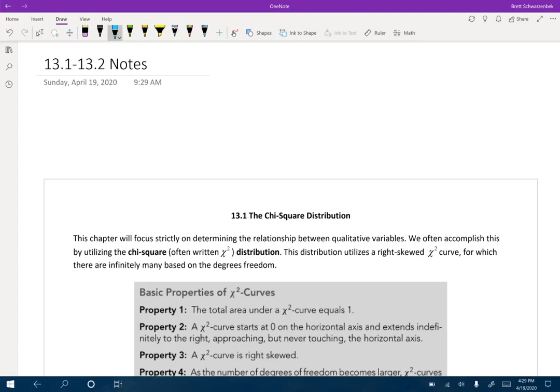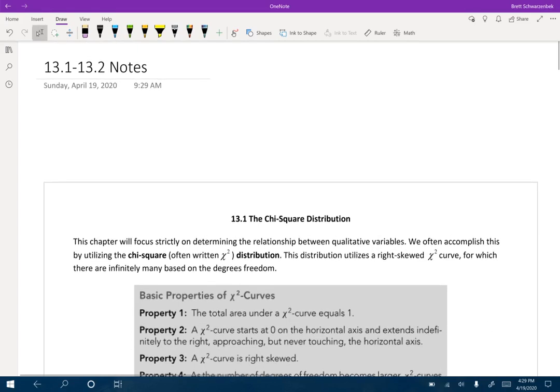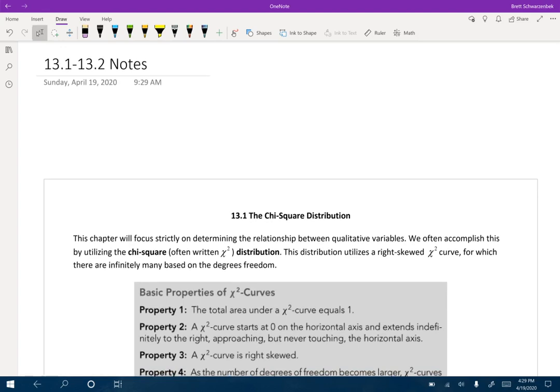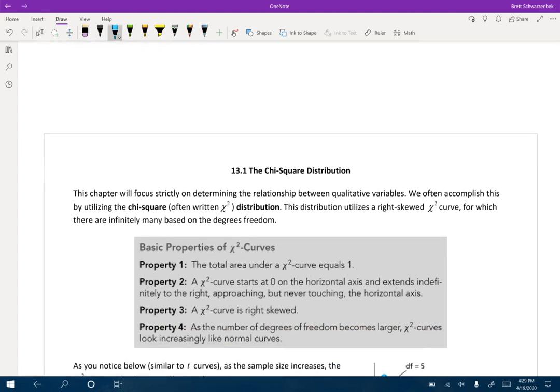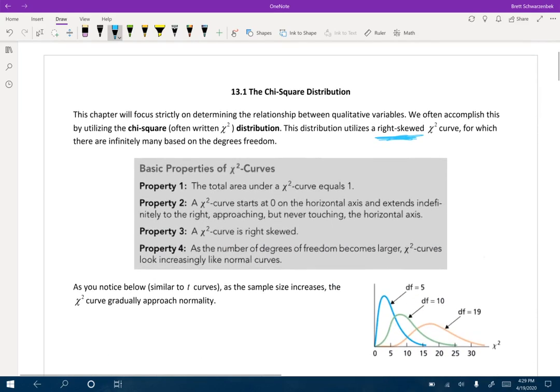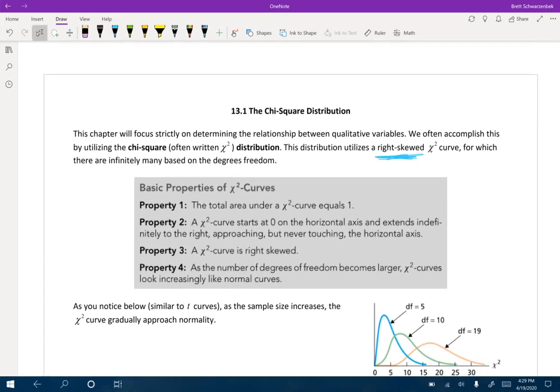Okay, these are the 13.1, 13.2 notes for Stat Honors. Today, we're going to be talking about the chi-square distribution. So just like the F distribution, the chi-square distribution is a right-skewed curve. So we're right back into the concept of we only have a right tail area.